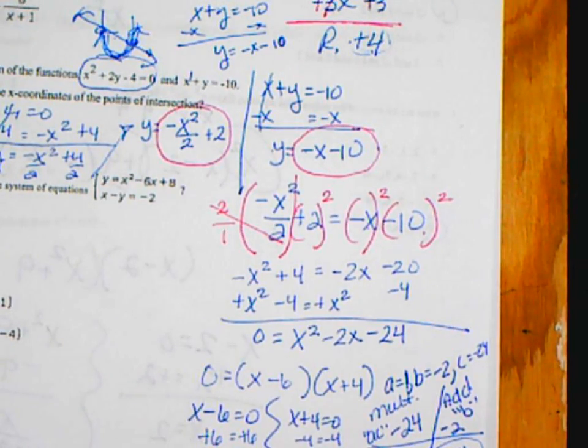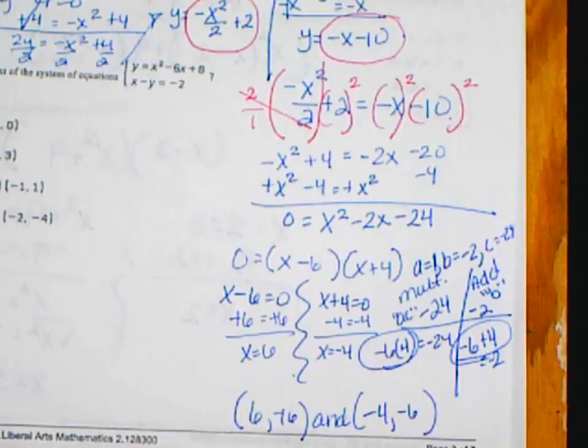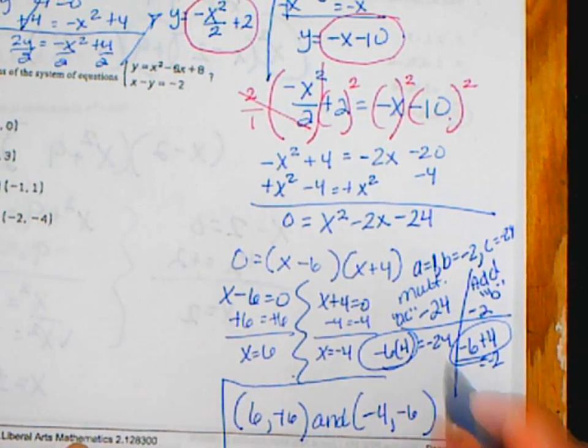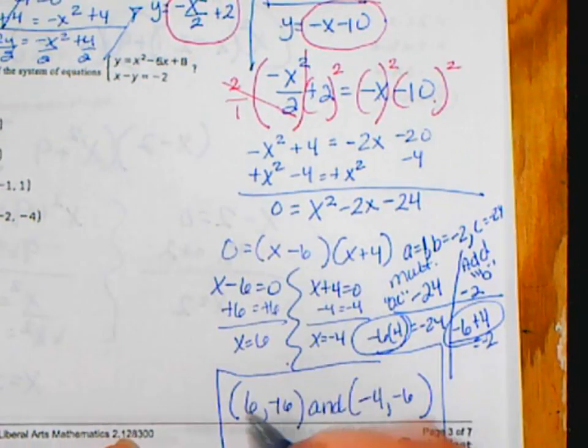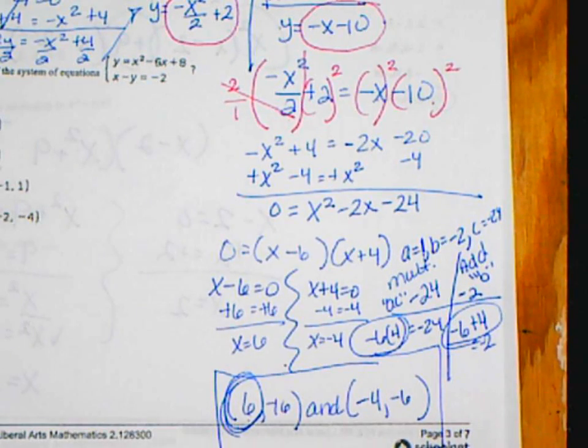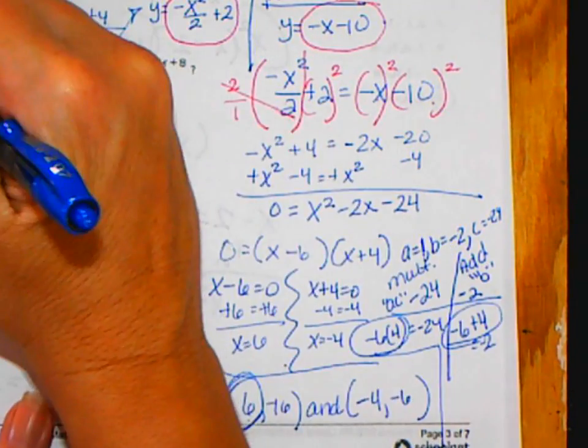And to answer the question, we really don't even have to do that, because the question said, what is the greater of the x coordinates of the points of intersection? These are the x coordinates where they intersect. Which one has the greater x coordinate? Negative 6 and 6. It wants to know the greater x coordinate. So my answer is 6 for question 4. For question 4, the answer is 6.